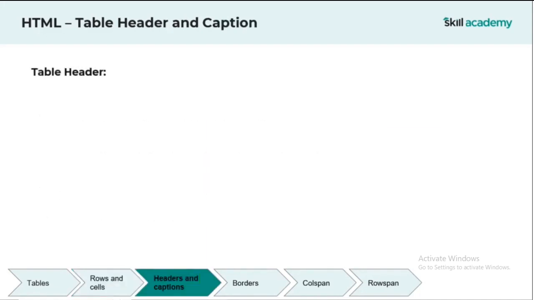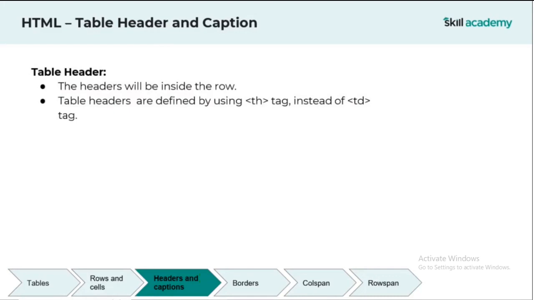Then we have table header. Header plays an important role. So the headers will be inside the row. Table headers are defined by using the th tag.